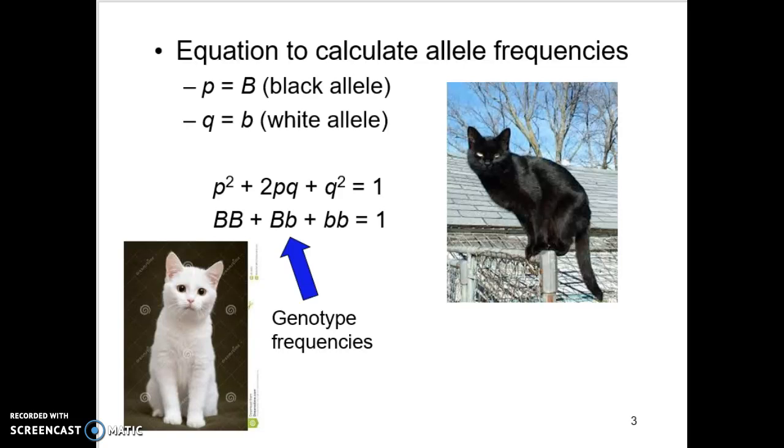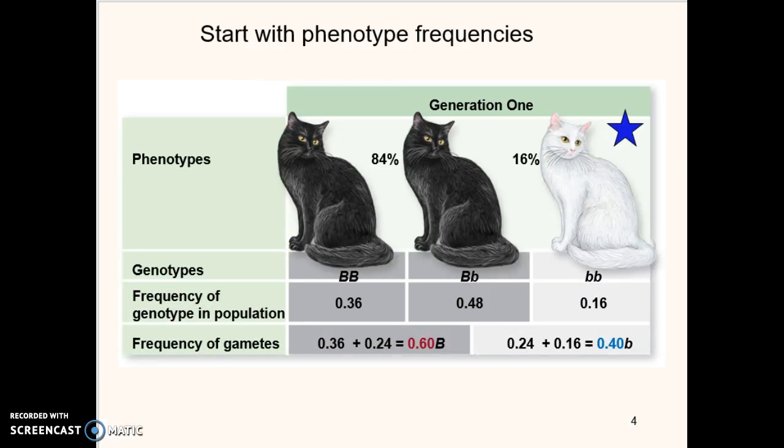Now, P squared plus 2PQ plus Q squared equals 1. So we need a little bit of basic math here, a little bit of algebra to solve this equation. So let's take a look at an actual population. You can determine all this by looking at the population, looking at the phenotype, and then figuring out what the frequencies of these alleles are in the population every generation. Okay? So you start with the phenotypic frequencies. And let's say you've got 84% of your cats black, 16% white.